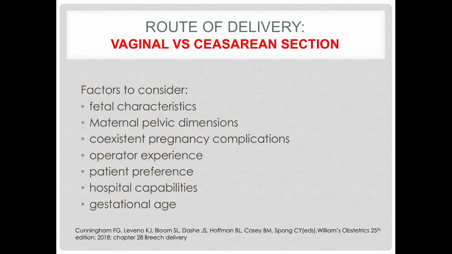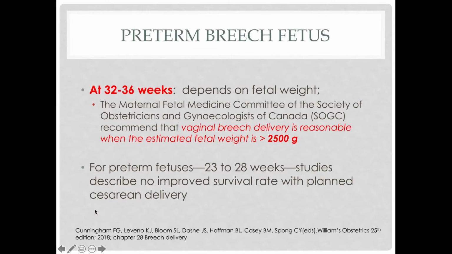Now, how do we decide which route of delivery to do for breech presentation? There are many factors to consider before we can decide whether we do a vaginal delivery or a cesarean delivery. And here are the factors to consider. First will be the fetal characteristics, maternal pelvic dimensions, coexistent pregnancy complications, operator experience, patient preferences, hospital capabilities, and of course, fetal gestational age.